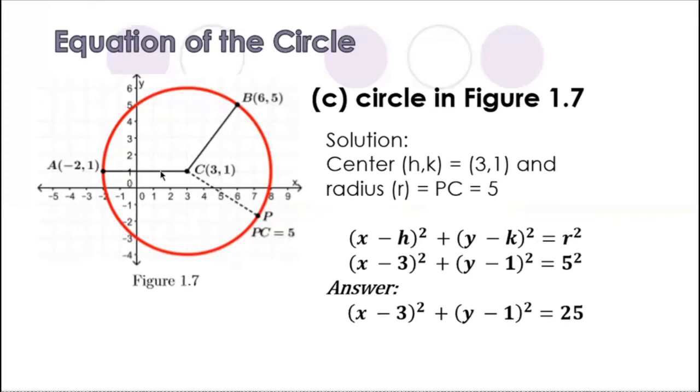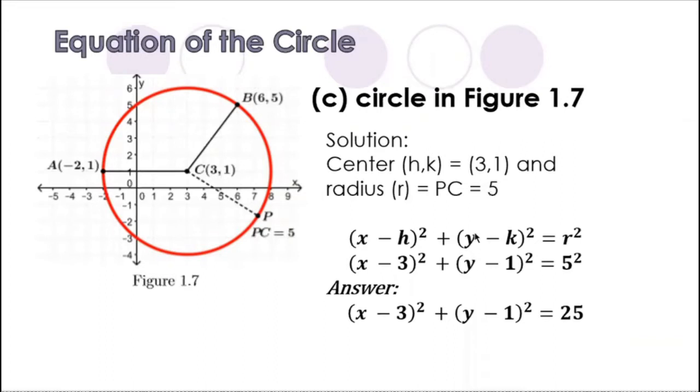Pwede itong CA. Kasi yung distance ng CA, radius yon, equal din yon sa distance ng CP. Ang isa sa mga property ng radius, all radii are equal. So, bilangin lang natin yung distance ng CA. So, 1 unit, 2 units, 3 units, 4 units, 5 units. Yan. Kaya ang kanyang radius ay 5.